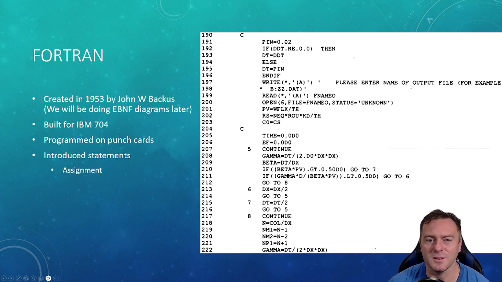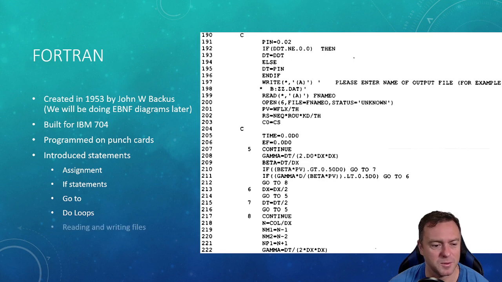You can also see the lines of the code here on the left. The goto statements are going to these little identifiers here, so goto 7 goes down to that part there. It also introduced if statements and then the goto statements, which allowed you to jump around on the screen. You then also had a loop, which was done by using the do loop. And then you had the ability to read and also write files.